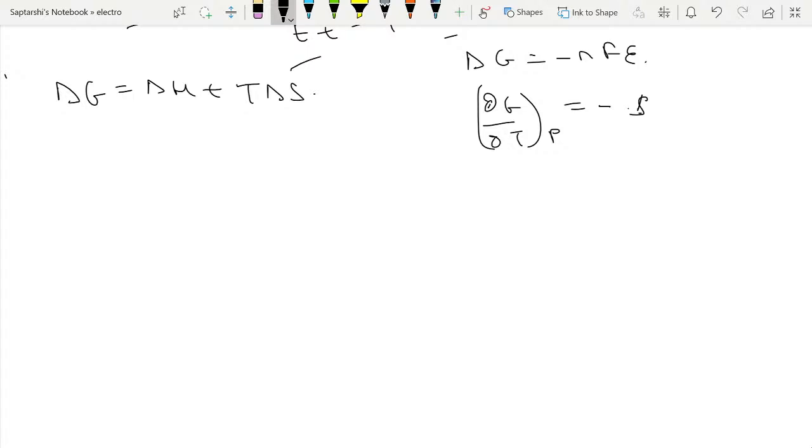or I think it was over here in a different form. Yeah, so delta G by delta T is minus delta S. Okay, so what we can do is, we know all this stuff, and we can write this del S as plus T.